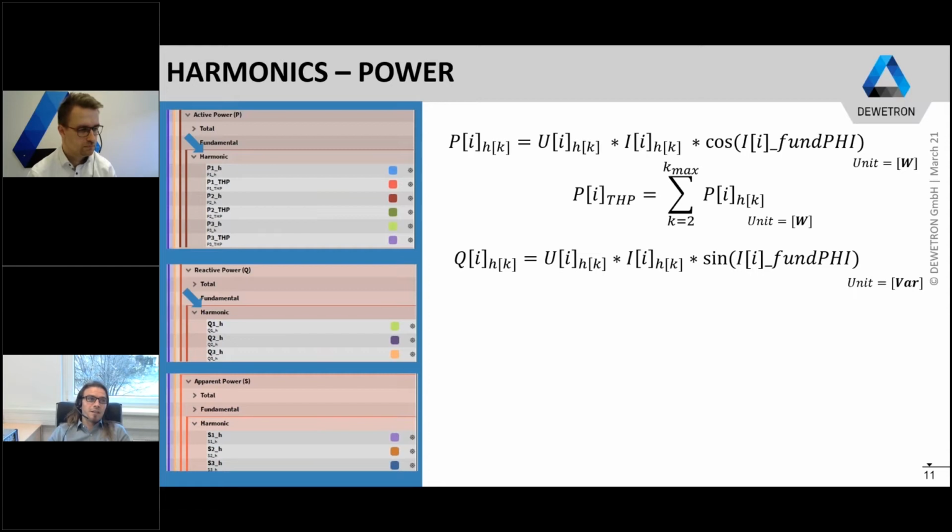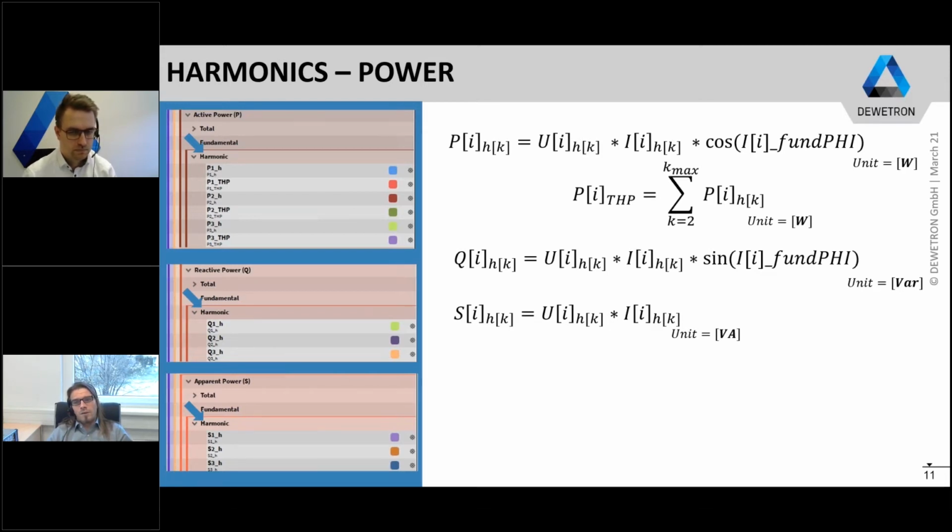The reactive power harmonics are calculated in the way that you again use the voltage harmonics of the respective phase multiplied with the current harmonics of the respective phase and multiplied again with the sign of the phase shift between voltage and current. And last but not least, the apparent power harmonics is just the multiplication of the voltage harmonic of the respective order and the current harmonics of the respective order.